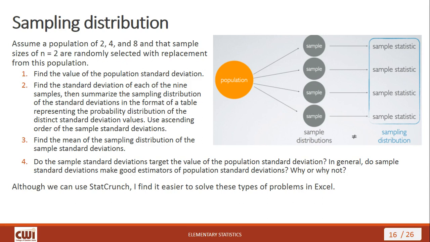Now, you can solve these types of problems and make a sampling distribution table in either StatCrunch or Excel. Because I'm a little bit more proficient with Excel and very comfortable with Excel, I find it easier to solve these types of problems in Excel. However, it could be equally easy for you, perhaps, to solve this in StatCrunch. So I'm going to show you how to do it using both platforms, and then let you decide which way you want to go to solve these types of problems.